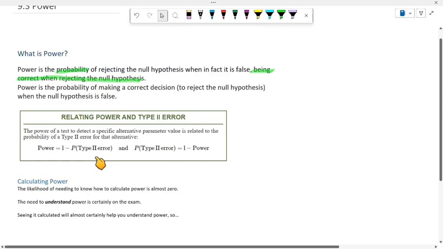So we can also consider it this way. Power is not making a type 2 error, that's what it's called when we fail to reject the null incorrectly. So power could be called 1 minus the probability of making a type 2 error. And we could have the inverse of that as well.